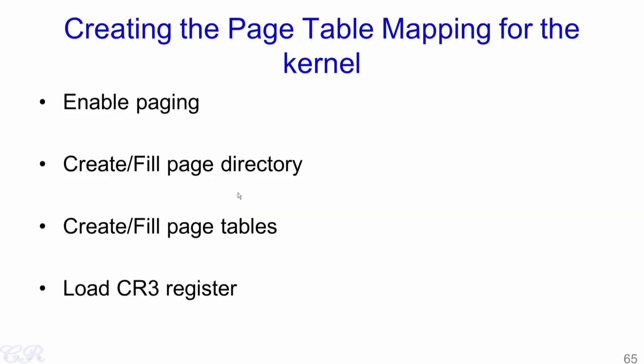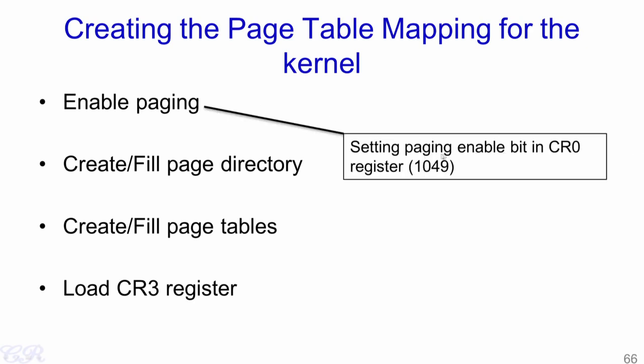Now, let us see the sequence of steps involved in creating the mapping between the xv6 kernel space and the RAM. These are the 4 steps involved. First, there is enabling paging. By default, when the system is turned on, paging is disabled. In order to turn on paging, a particular bit known as the paging enable bit, which is present in the CR0 register, has to be set to 1. The CR0 register is a specific register in the x86 processor, and in that register there is a bit called the paging enable bit, which needs to be set to 1 to enable paging.